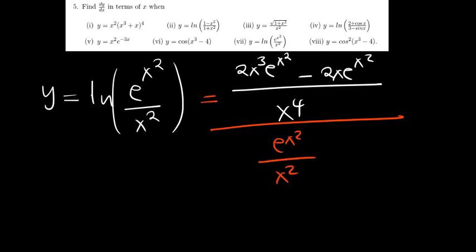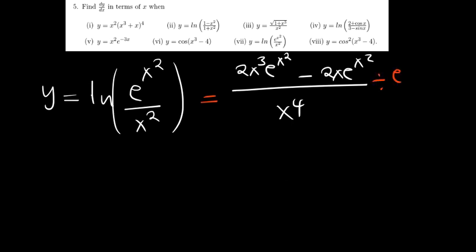Now I've already shown you that dividing by something is as good as multiplying by the reciprocal, right? So if we're saying we're dividing by e to the power x squared over x squared, it's as good as multiplying by the reciprocal, meaning that you swap them. So it's the same as we're multiplying by x squared over e to the power x squared.